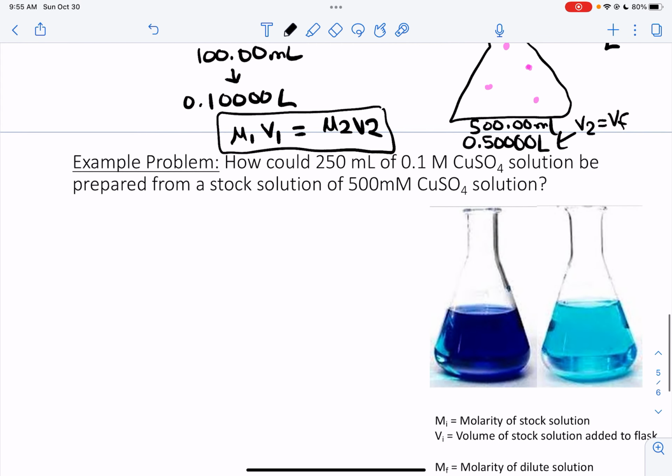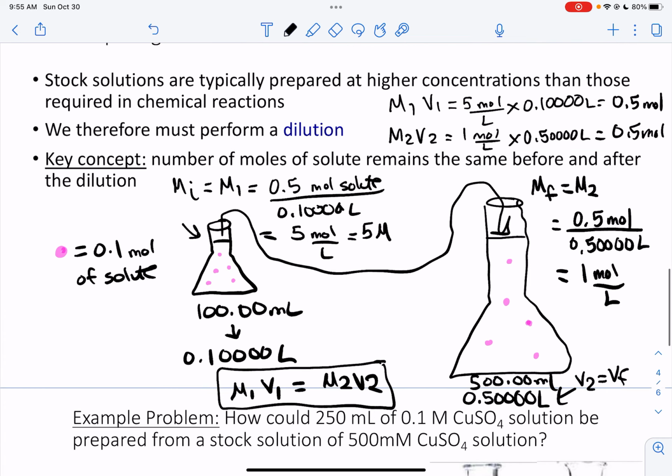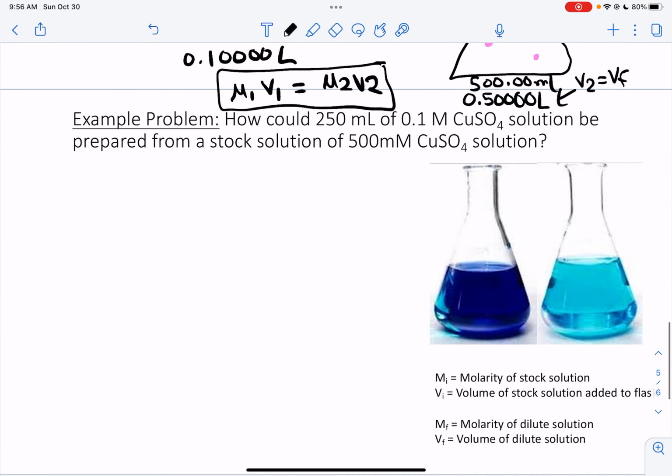So I'm going to do one sample problem, and we're going to be using this equation a lot in lab. I just proved to you that the initial volume of this concentrated solution times the volume that you transfer is equal to the final molarity of the dilute solution times the final volume of that dilute solution. So we can rearrange this for any dilution problem.